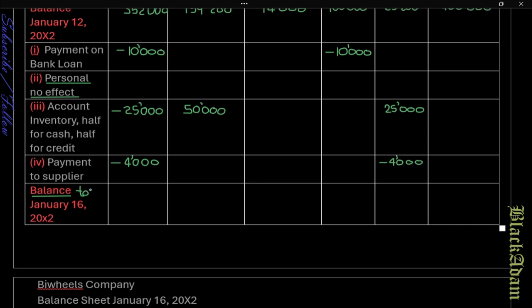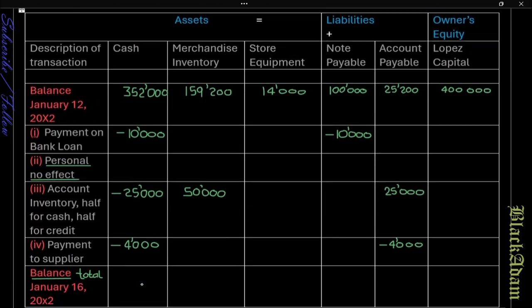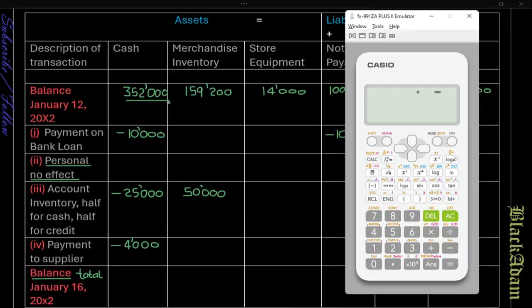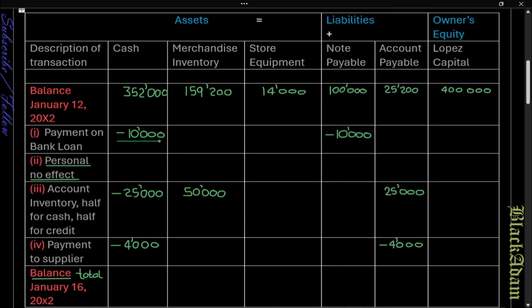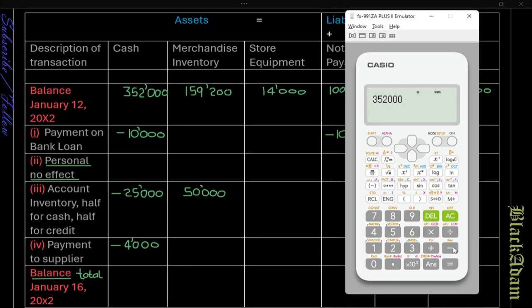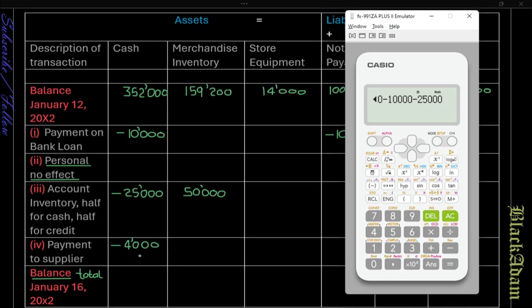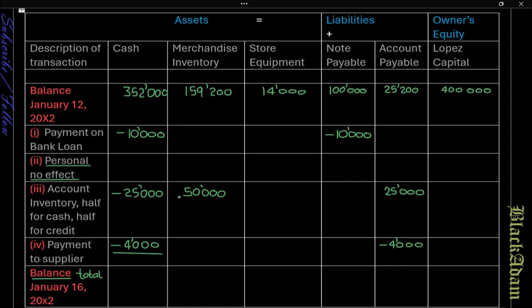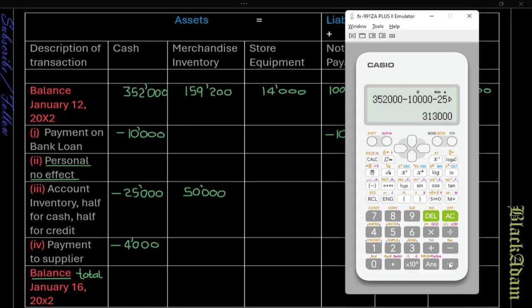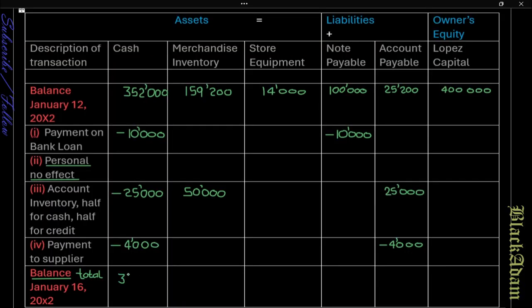And then the balance, which is the total, we have to add. So we add there. We have 352,000 minus 10,000, and that's minus 10,000 there. And then we come to minus 25,000. So minus 25,000, minus 4,000. So you have to minus 4,000, and that gives us what? 313,000. So that's the total for cash, 313,000.